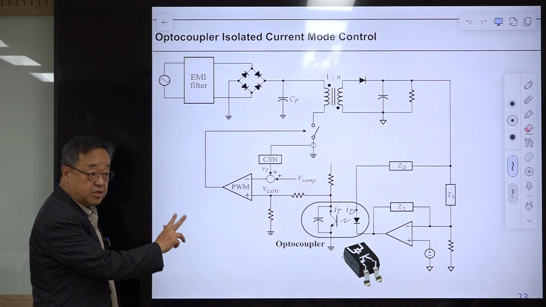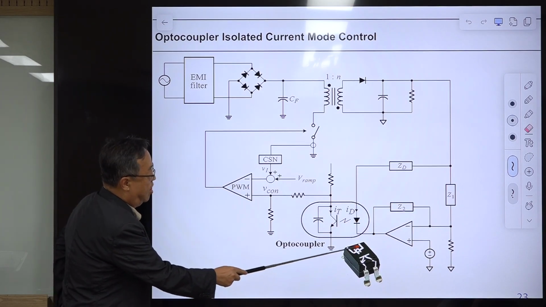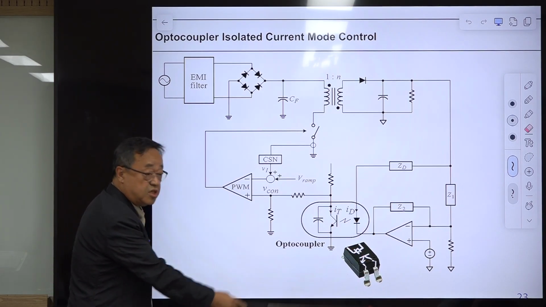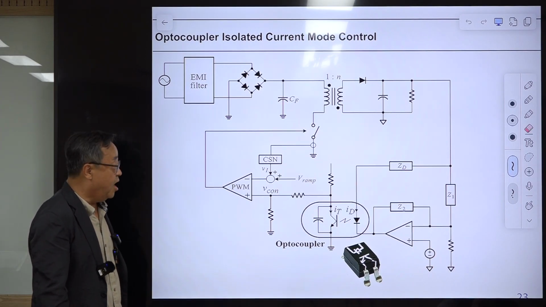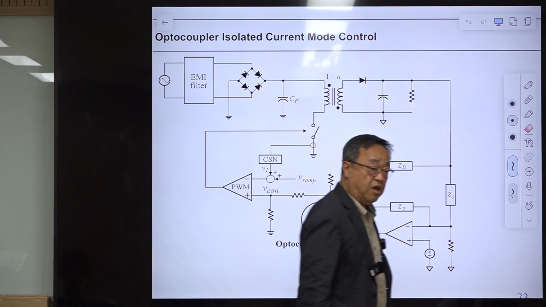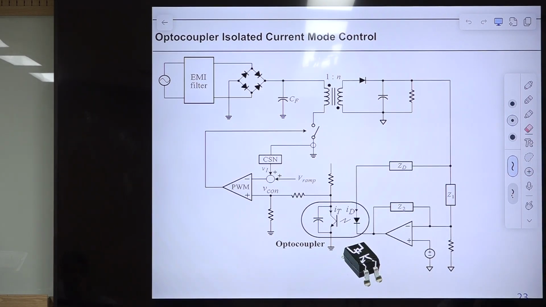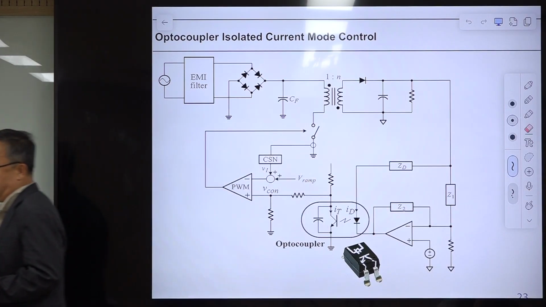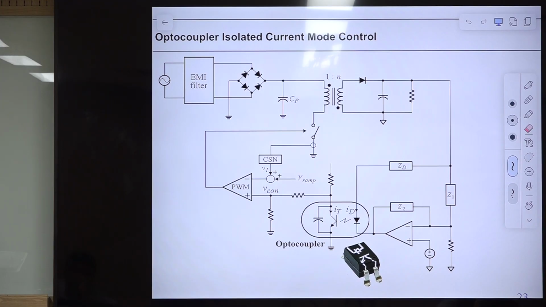And this is the photo of the optocoupler. This is a 4-terminal device. This is the infrared diode, and this is the phototransistor. Two devices in one package. And this is the operational transconductance amplifier. The brand name is TL431, and actually this is a 3-terminal device. It looks like this, very small. It looks like a transistor, but it's not a transistor. The name is TL431. This is very cheap.